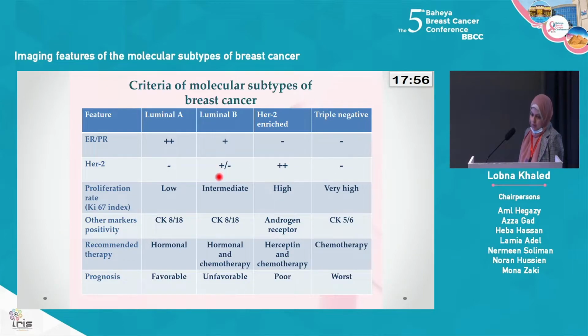In luminal B subtype, there is overexpression of hormone receptors, but less than luminal A subtype. HER2 receptors may be overexpressed. Proliferative rate is intermediate. Recommended therapy is hormonal and chemotherapy. Prognosis is unfavorable. In HER2 enriched, there is overexpression of the HER2 receptors, no expression of ER or PR. Proliferative rate is high. Recommended therapy, Herceptin and chemotherapy. Prognosis is poor. In triple negative, no expression of any of these receptors. Proliferative rate is very high. The only option of treatment is chemotherapy. Prognosis is the worst.